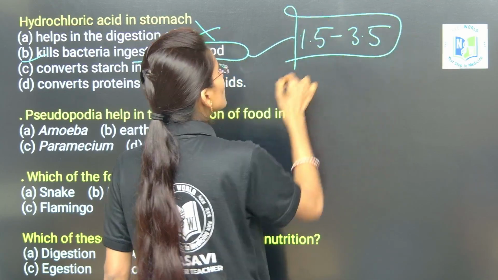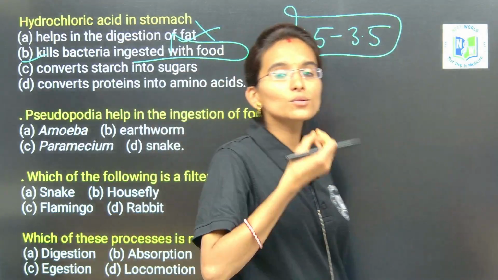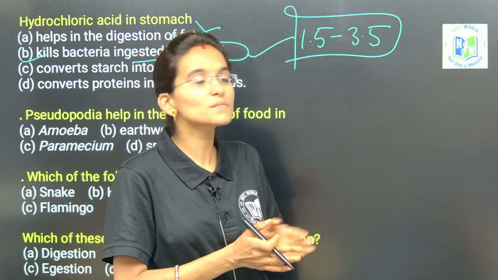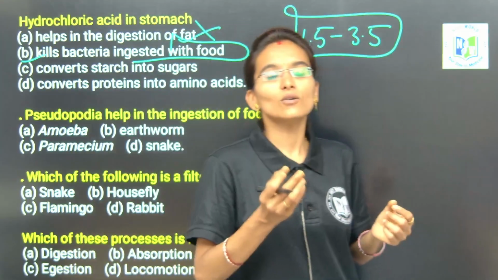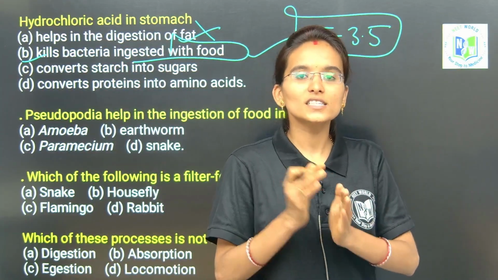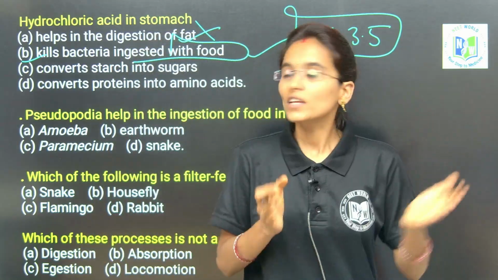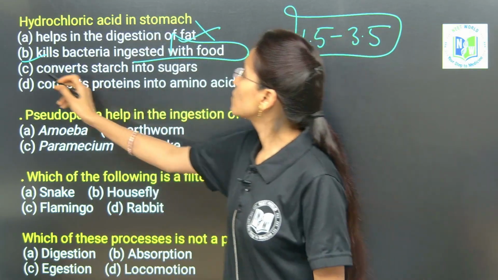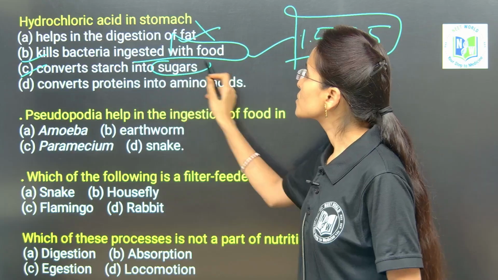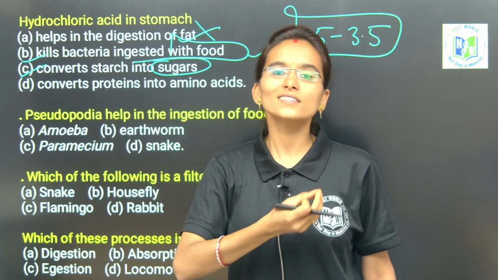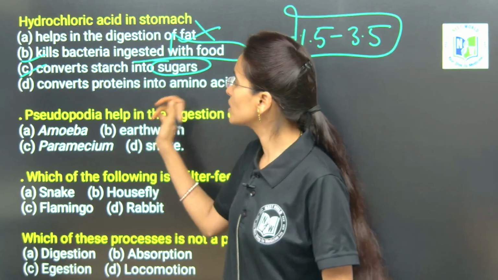Okay. So in between these pH, whatever food we intake, if it contains any type of microorganisms, easily it is going to kill. Okay. Easily with the help of the secretion of the HCl in our stomach, the bacteria are going to be killed. Okay. And next one, it converts starch into the sugars. Okay. So this is also the wrong option. Okay. So amylase is the enzyme which converts starch into the sugars.